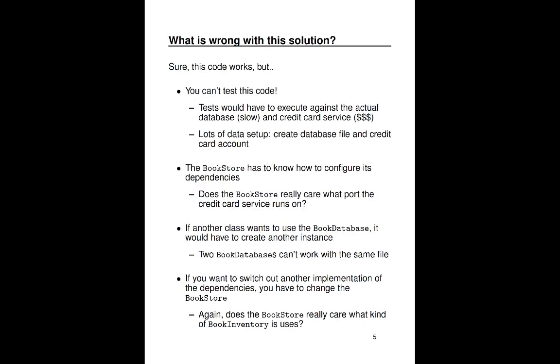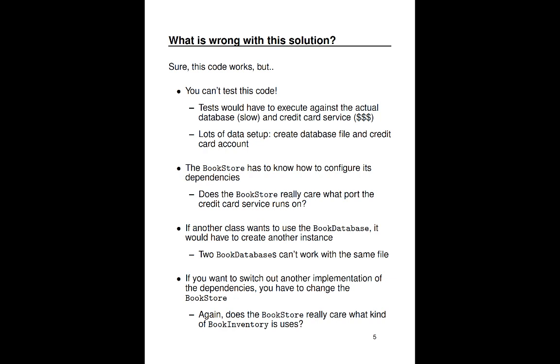But there's some things about this code that could be better. The first one I want to call out is that it's really difficult to test this code, because when you create that bookstore object, you can only create it using the actual database, which might be slow, and then the real credit card service, which probably costs money in transactions, right? You don't want to be exercising these APIs often because it costs time and money.